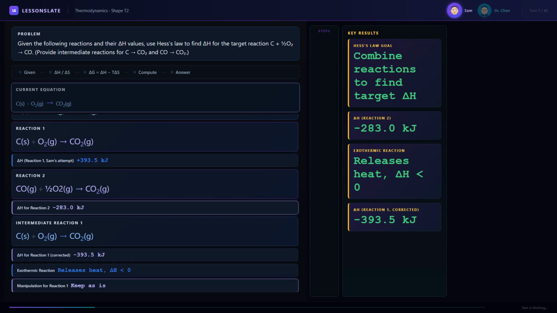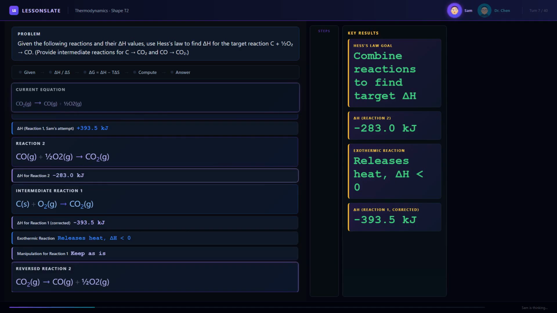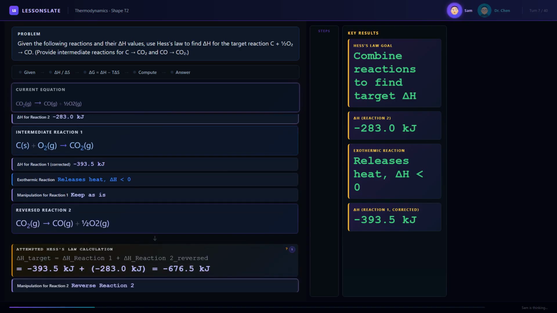Okay, so I think I need to keep the first reaction, solid carbon plus oxygen gas yields carbon dioxide gas, as it is because carbon is a reactant in our target reaction. Then, the target reaction has carbon monoxide as a product, but my second intermediate reaction, carbon monoxide gas plus 1/2 oxygen gas yields carbon dioxide gas, has carbon monoxide as a reactant, so I need to reverse that one. So, it would be carbon dioxide gas yields carbon monoxide gas plus 1/2 oxygen gas. Then, don't I just add the two delta H values together, so negative 393.5 kilojoules plus negative 283.0 kilojoules?